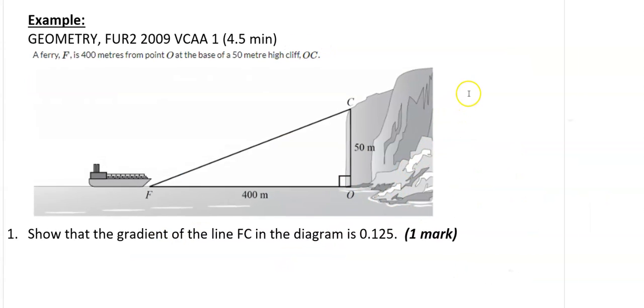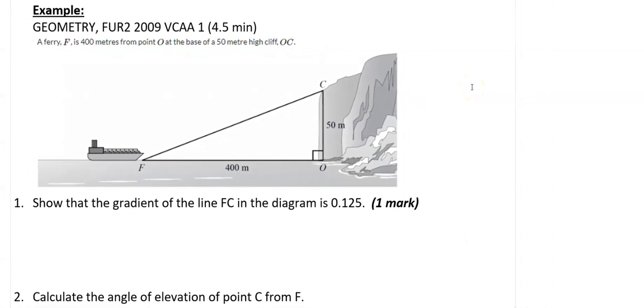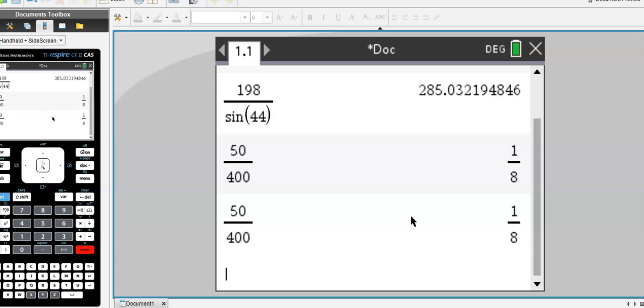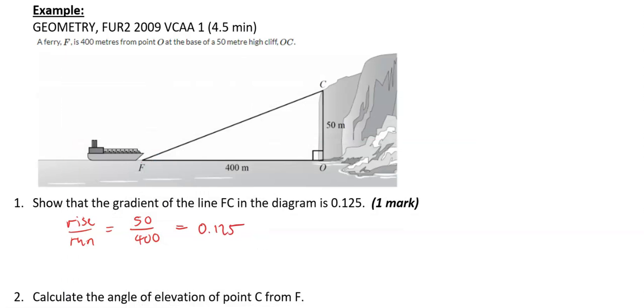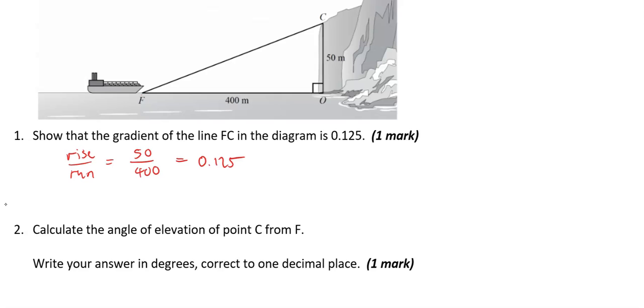So they've actually drawn it out for us. They haven't exactly asked us the same thing as above, so they've asked us for the gradient of FC. F to C, so we'll know that gradient is rise over run, which gives us one-eighth, which is 0.125, which is the answer that they're looking for. Now they want the angle of elevation of point C from F, so from F looking up there, so we're looking for this angle down here.